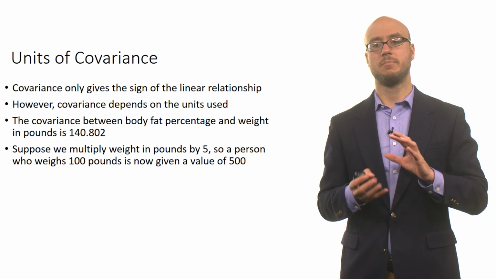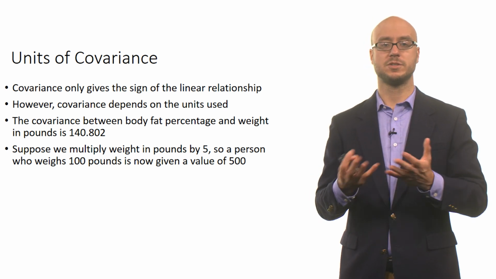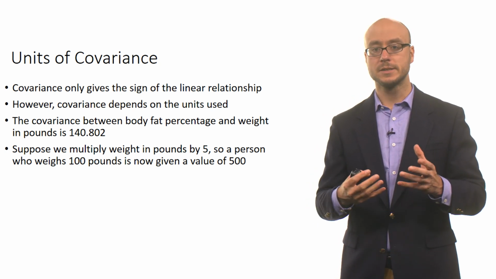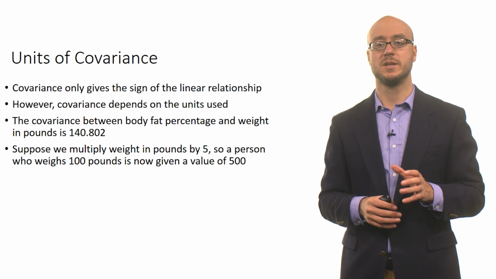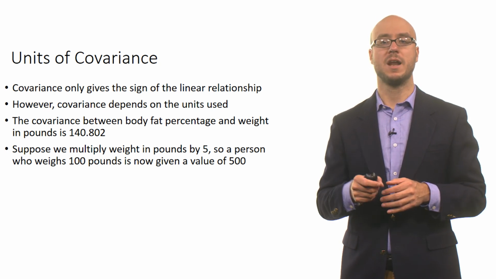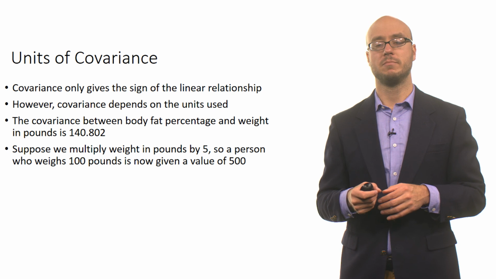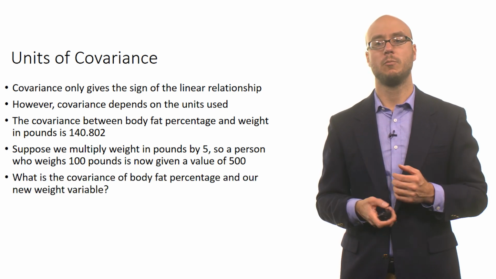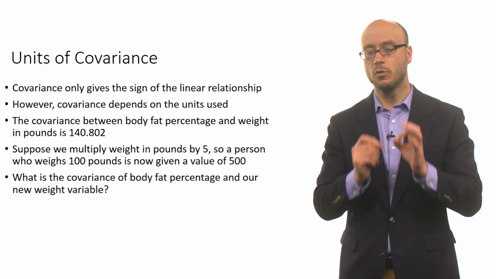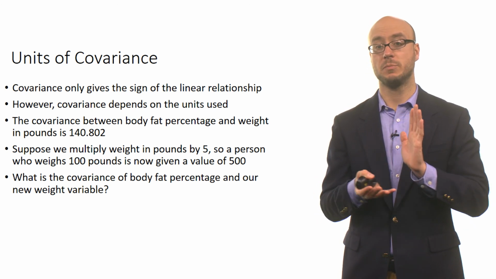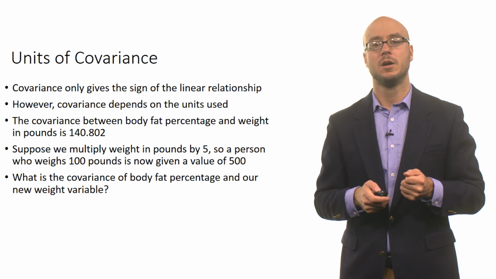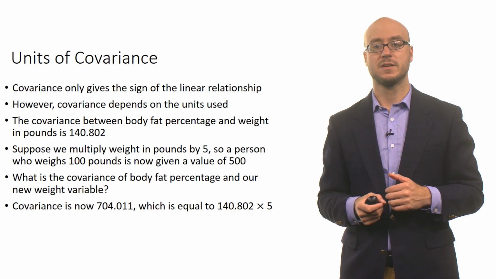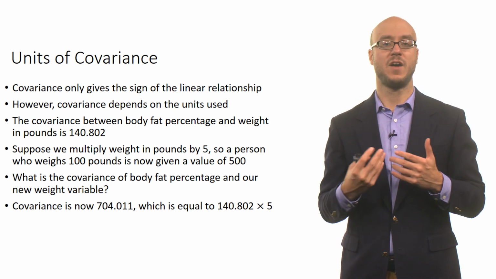Suppose we multiply pounds by 5, so a person who weighs 100 pounds is now given a value of 500 pounds, arbitrarily. The original covariance is expressed as 140.8 body fat percentage times weight in pounds. Those are the units. What happens when we multiply weight in pounds arbitrarily by 5? It's not going to fundamentally change the relationship between x and y. But the covariance will inflate by a factor of 5. The covariance is now 140.8 times 5, which is 704.